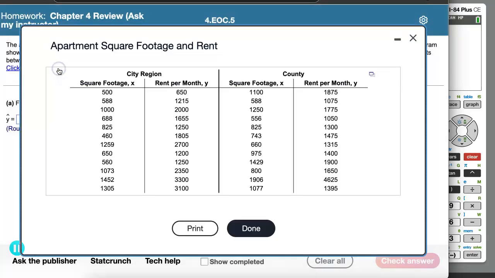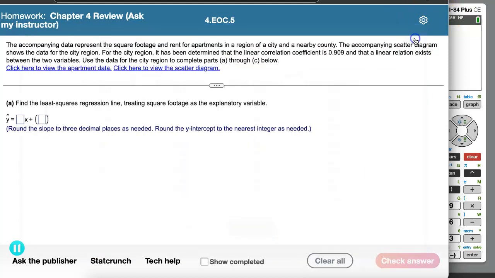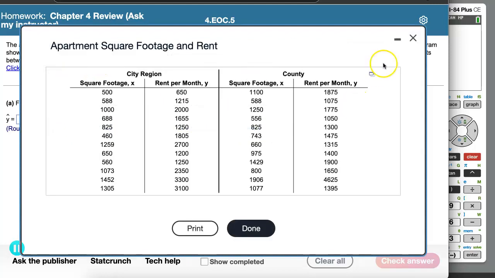So when I click on View the Apartment Data, the first thing I notice is I've got that city region data here, but I'm also given extra data that I'm just not going to use or need for this particular example. The other thing that I want to do is use StatCrunch in order to answer this particular question. So the first thing that we're asked about is to find the least squares regression line, treating square footage as the explanatory variable. We're also told to round the slope to 3 decimal places and the y-intercept to the nearest integer. So let's go through StatCrunch.